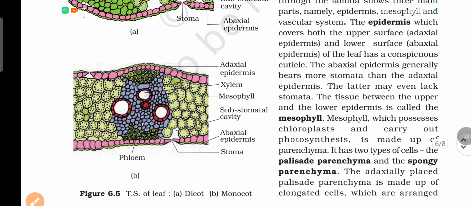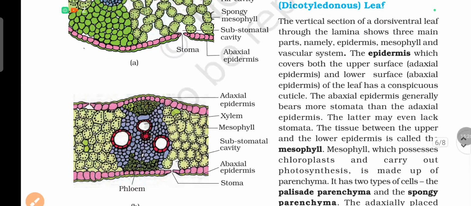Epidermis, stoma, phloem. The vertical section of a dorsiventral leaf through the lamina shows three main parts, namely epidermis, mesophyll, and vascular system. The epidermis, which covers both the upper surface, adaxial epidermis, and the lower surface, abaxial epidermis, of the leaf, has a conspicuous cuticle.